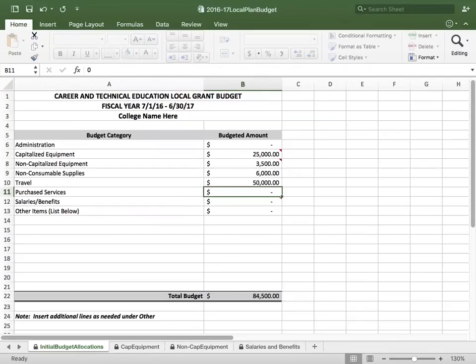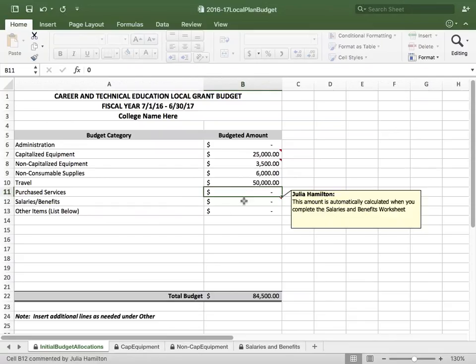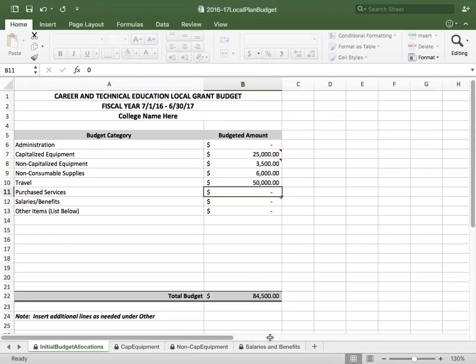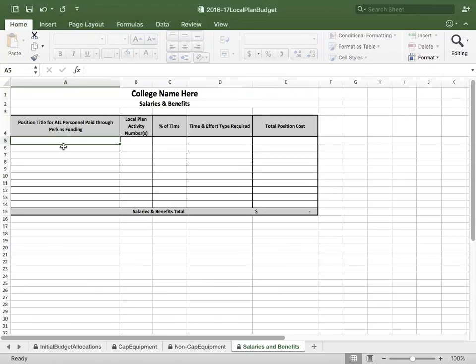And then we have salaries and benefits. Now this section is one of those that's locked down. Down here we have a salaries and benefits tab. And basically you're going to give a position title for the position. You're going to give us the local plan activity numbers that show why the position is needed, and then the percentage of Perkins funding that's being used. And it will auto-generate a time and effort. And we'll go into that in more detail at a later webinar.